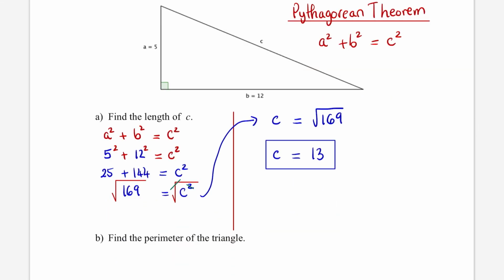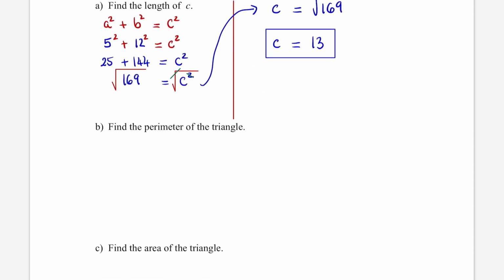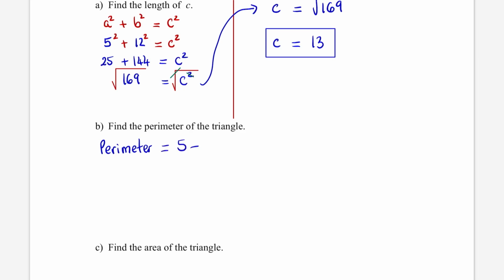B, find the perimeter of the triangle. Perimeter is just the distance around the triangle. So I'll take 5 plus 12 plus 13 to get my perimeter, which is 30. Again, the question doesn't give me a unit, so it's just 30. But if it gives me a unit like meters, then it should be 30 meters.